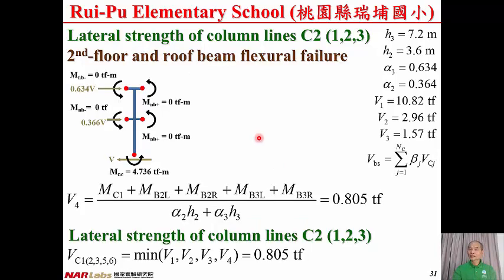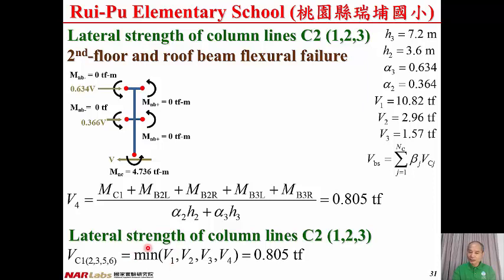Then we move to the last failure mode, that's the flexural failure of the beams on the second floor and the roof. V4 equal to (MC1 plus MB2L plus MB2R plus MB3L plus MB3R) divided by (alpha 2 H2 plus alpha 3 H3) equal to 0.805 ton-force. Once we have the lateral strength under failure mode 1, 2, 3, and 4, pick up the minimum one, that's the failure mode to be realized.